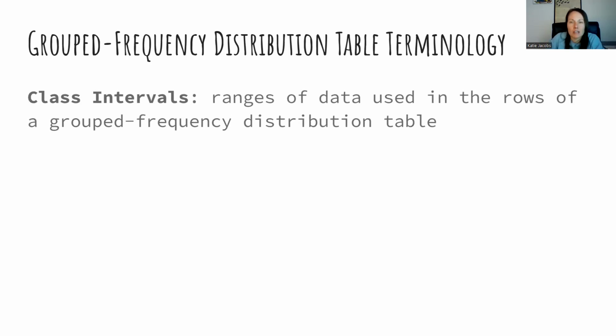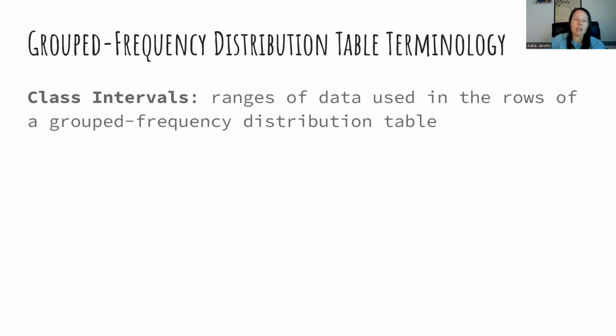So our first terminology that we're going to learn are class intervals. And these are just the different ranges of data used in the rows of a group frequency distribution table. When we actually go through and I start showing you some examples of this, this will make a lot more sense for you. But this is just our little groupings that we're doing.